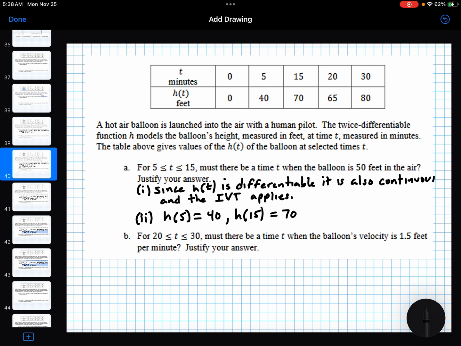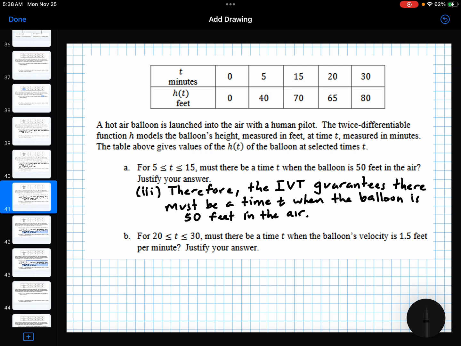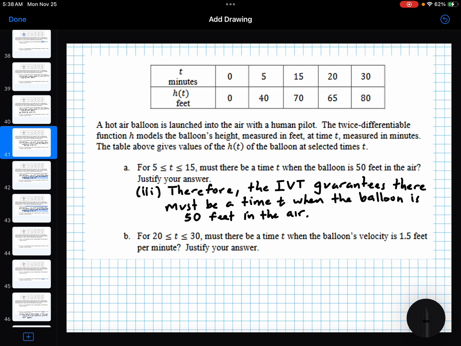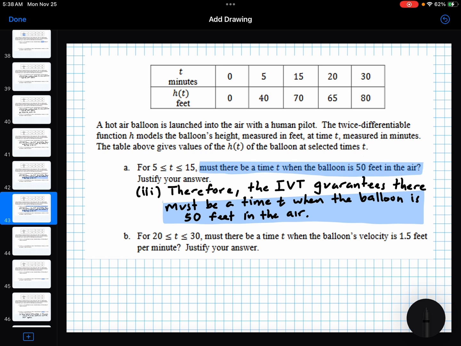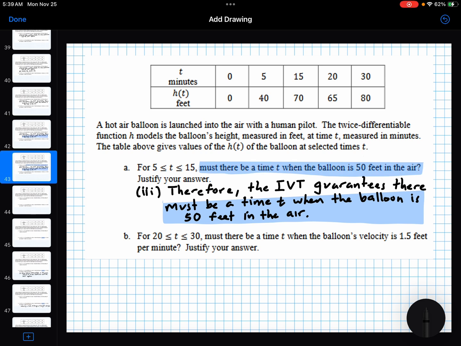And then we go to part 3, our conclusion sentence. Therefore, the intermediate value theorem guarantees there must be a time t when the balloon is 50 feet in the air. That's the idea. And just a little note here, when you write out your answer, use the exact words of the question. See how I said there must be a time t when the balloon is 50 feet in the air? That was just copying the exact wording of the question. Use the words of the question to answer the question.